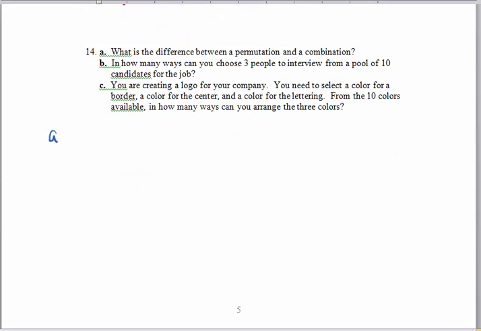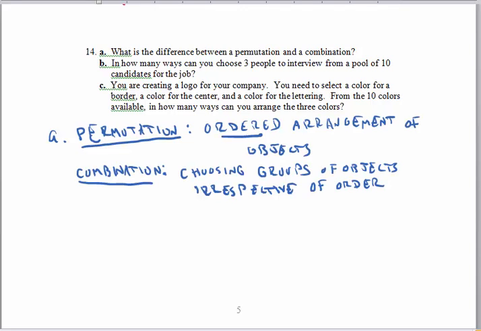Now 14 is asking you, what is the difference between a permutation and a combination? So the bottom line was, with a permutation, order is important. With the combination, order was not important. So in how many ways can you choose 3 people to interview from a pool of 10 candidates for a job? You're just choosing groups of 3 out of 10. So what you're doing is a combination here. Out of 10 people, you're choosing groups of 3.